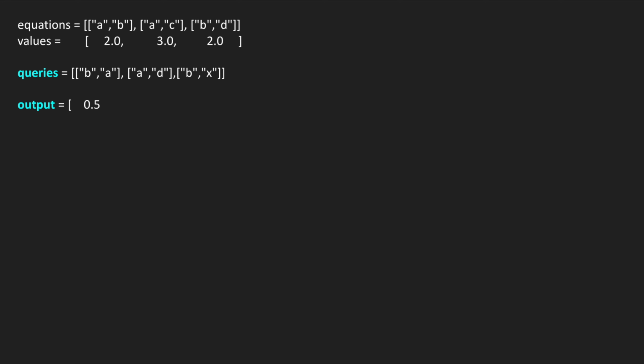For example, in this case, in the first one, b to a, a to b is 2.0, which means that b to a is 1 divided by 2.0, which is 0.5. A to d is 4.0, because we are converting a to b, the value of it is 2.0, and converting b to d, the value of that is also 2.0, which gives us 4.0. And b to x is -1, because in this case we don't have x in our equations as an input, so we are returning -1 for it.